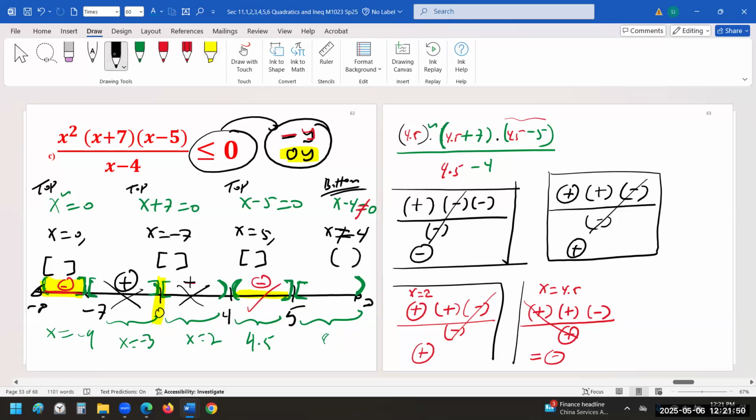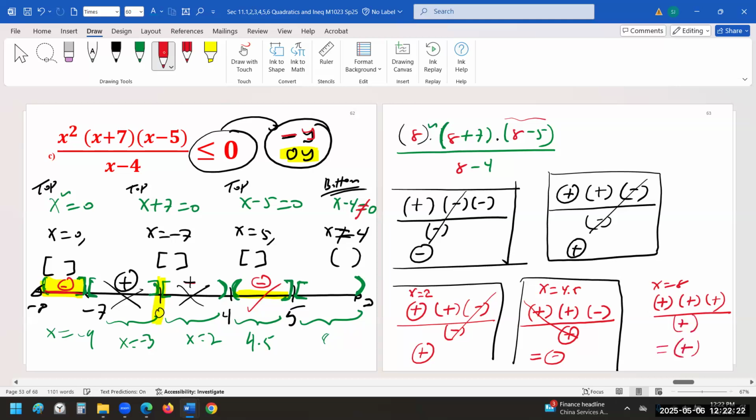And then lastly, we have one more interval left where our x is 8. So we replace all of these x values with 8. 8, 8, 8, 8. 8 squared. And then we have 8 plus 7, and then 8 minus 5, 8 minus 4. All the positives give us positive. Are you looking for positive? No. So what is our solution?